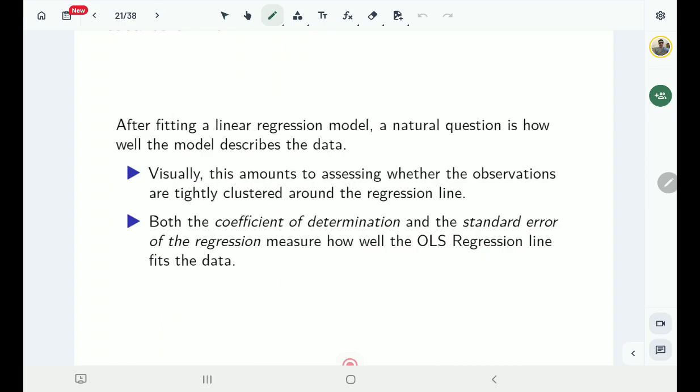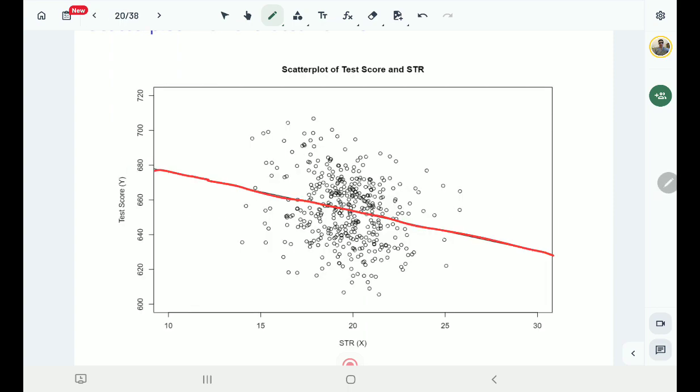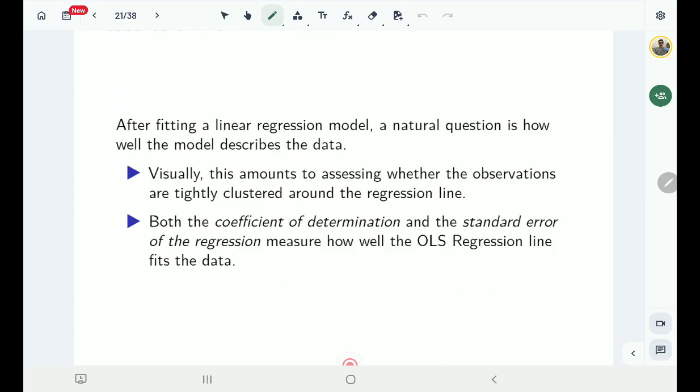So what else? After fitting a linear regression model, a natural question is how well the model has performed, right? This is the line that we think is the best one, and the data is given by the scatter plot. So how can we evaluate the fit of the model to the data? It turns out that it's not so easy to do with eyeball analysis. Visually, it's really difficult. So we have to calculate some kind of measures.